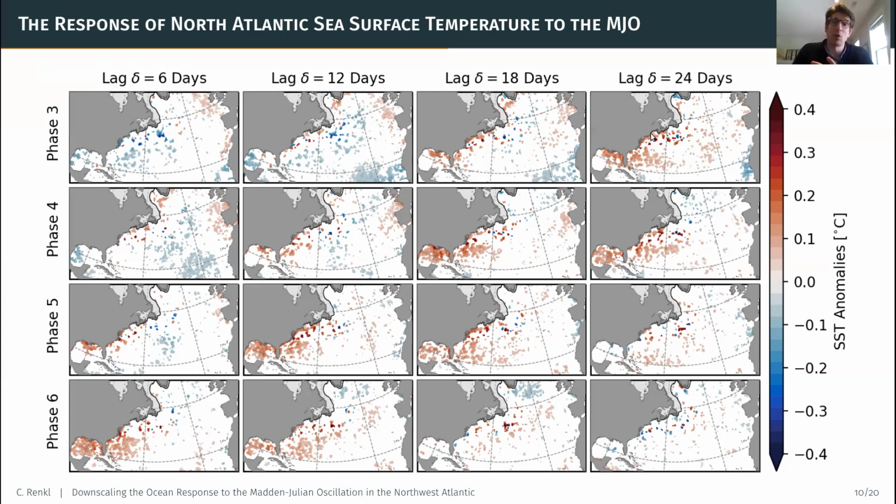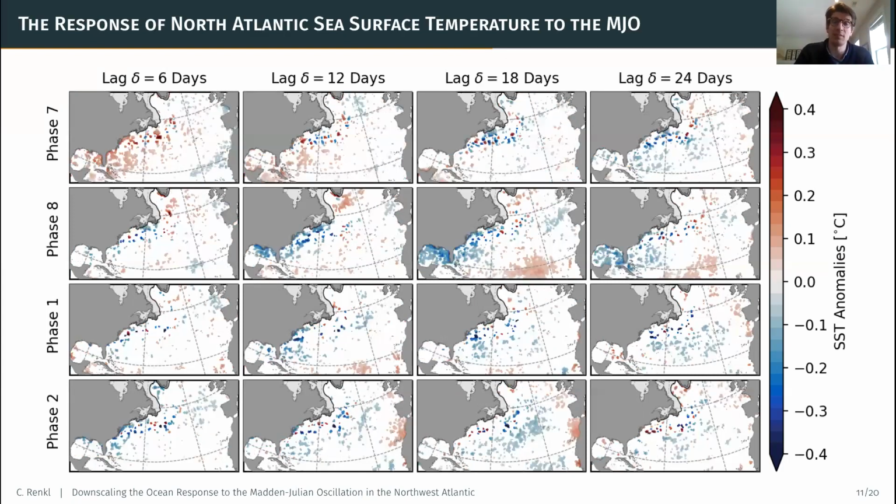But if we now look at the opposite case, from phase 7, for example, when the dipole is flipped, then we see a response that is of opposite sign. So we actually have 2 phases that create a strong teleconnection between the tropics and the North Atlantic region, which seem to influence the SST in a statistically significant way.